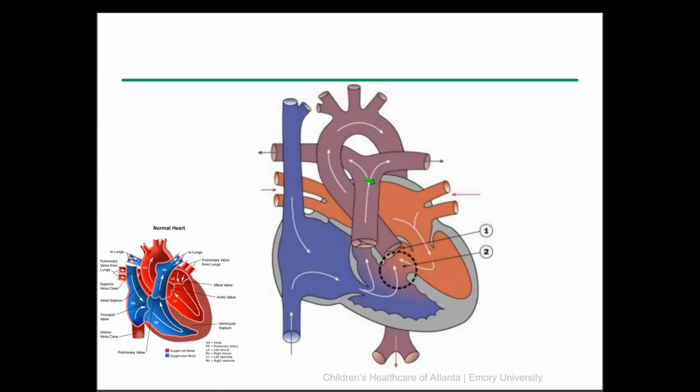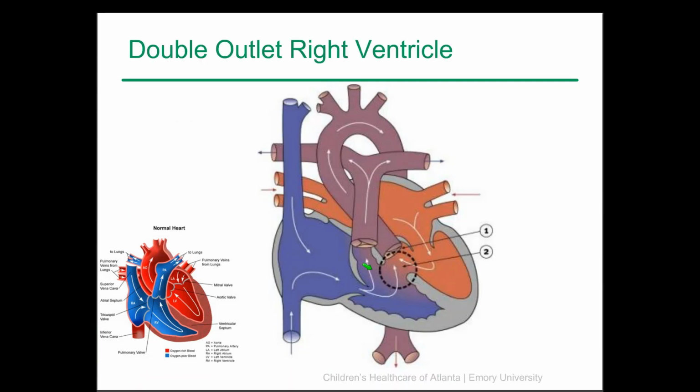Next defect. So following the blood, we've got blood in the SVC, IVC of the right atrium, goes through the tricuspid valve to the right ventricle. And here in the right ventricle, blood can go up the pulmonary artery, or it can go out the aorta here. And that aorta is well over the right ventricle. So these kids we call double outlet right ventricle, or DORV, if you've heard that term tossed around.